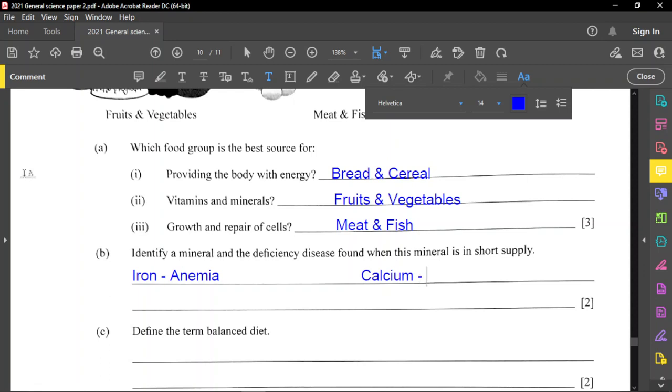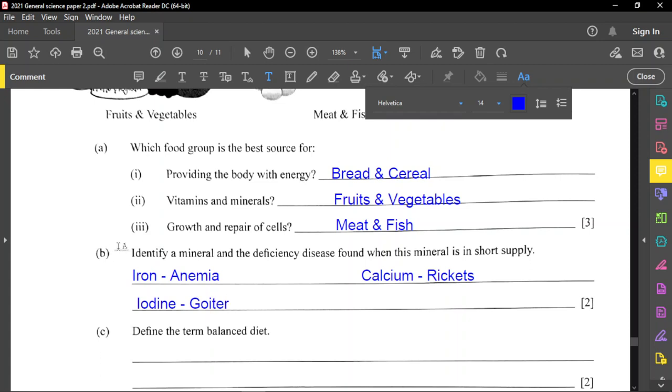If you lack calcium, what you're going to get is something called rickets. Okay, so you're going to end up with rickets. And one more here is iodine. So these are the ones that you should know. They are common ones. Iodine. And iodine is your goiter. All right? You're going to get goiter, which is a swelling under the neck.